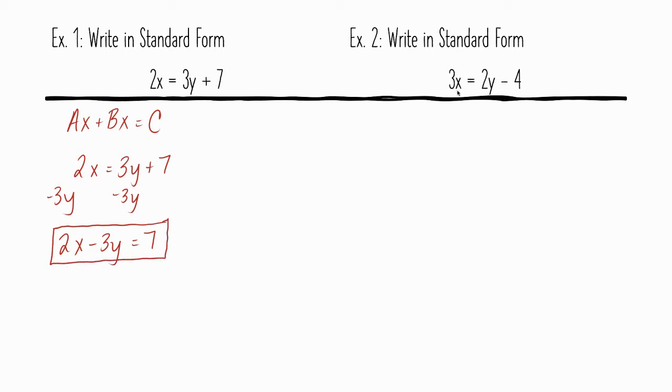Example 2, we have 3x equals 2y minus 4. Here we're going to move the 2y over. This becomes 3x minus 2y equals negative 4. This is the standard form of the equation of a line.